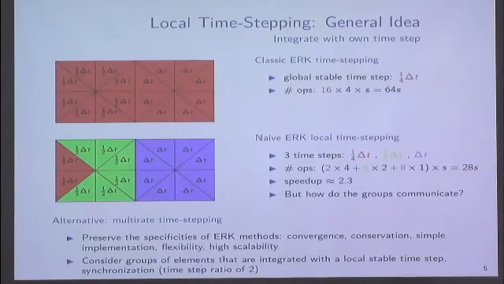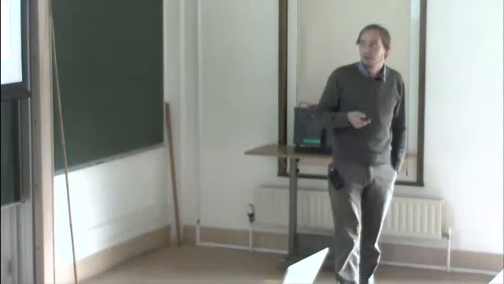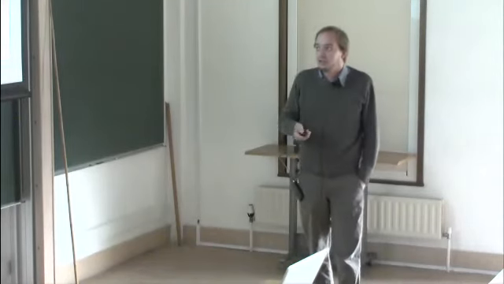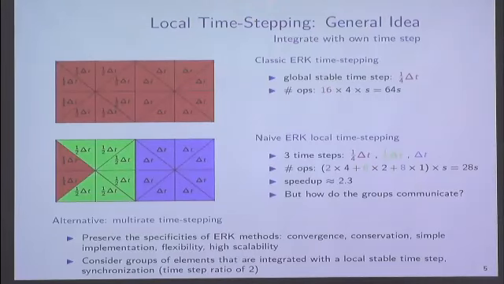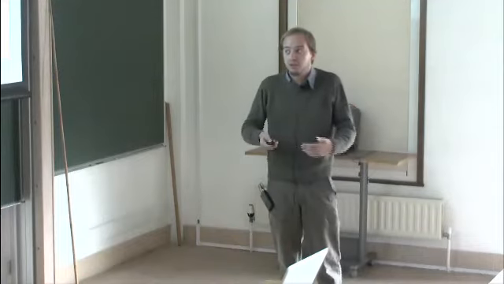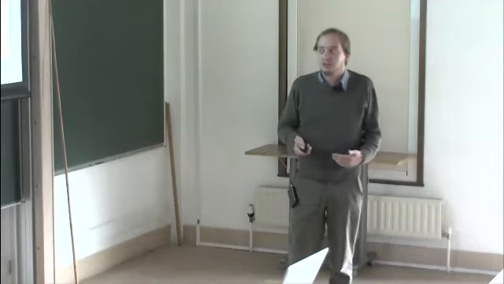If we would apply a naive explicit Runge-Kutta time stepping method locally, we would use the own time step of each element. So if we have 3 different time steps, we would reduce the computational cost. It would be 28s, and we would achieve a speedup of roughly 2.3. But how do these groups of elements then communicate? You need to be able to do some kind of interpolation to communicate the information, because they're running at different time steps.